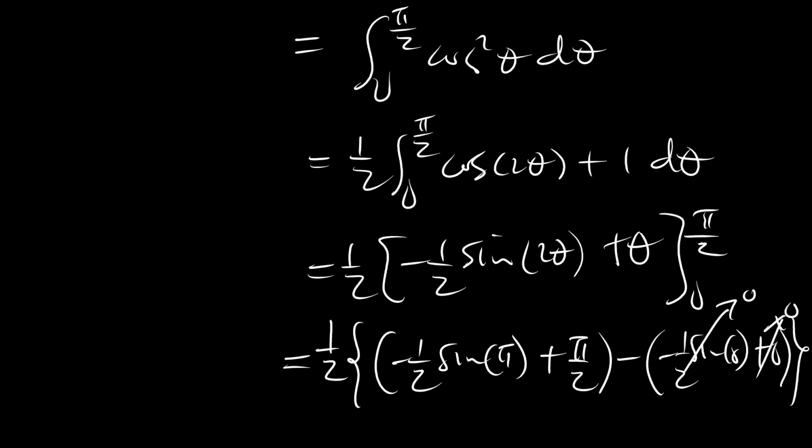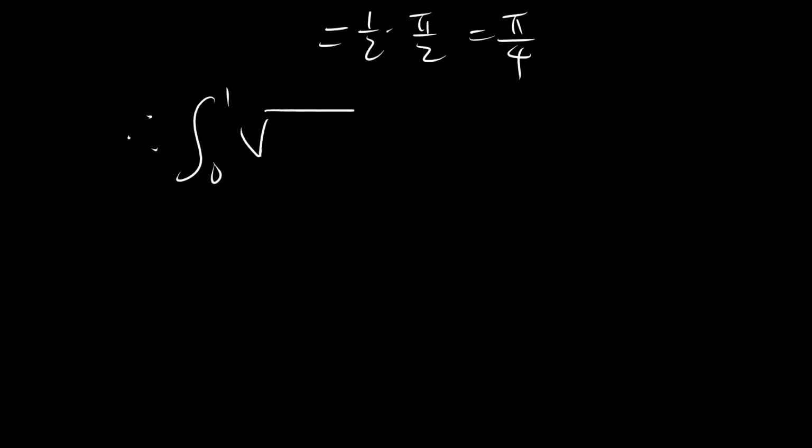0, 0, 0. And so this becomes a half times pi over 2, which is pi over 4. So therefore, the integral from 0 to 1 of the square root of 1 minus x squared is pi over 4.